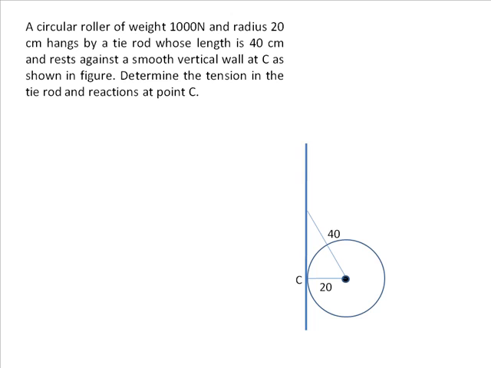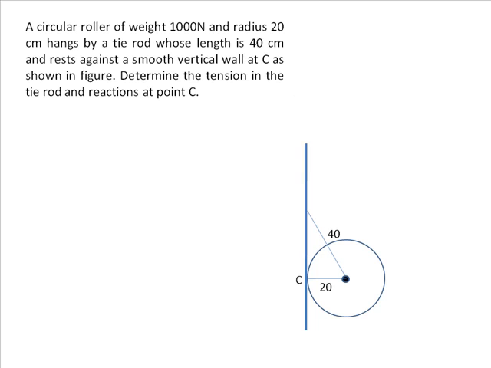Now, understand the problem. This cylinder or roller is held in position. One end is touching the wall by a tie rod. Maybe you can imagine a string, attached to the wall, and that string goes and gets tied to the center of the roller. The radius of the roller is given, and it is in this position. If we know the weight, what we are expected to find is the tension in the rod and the reaction given out by the wall.